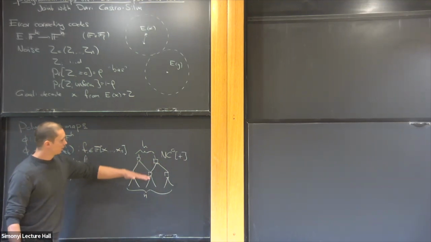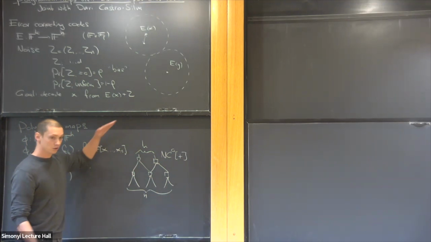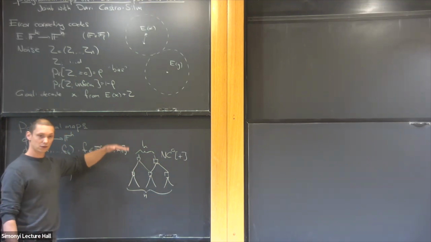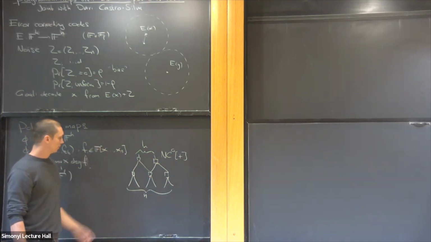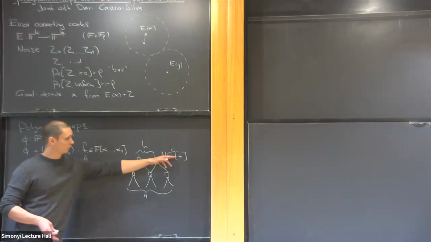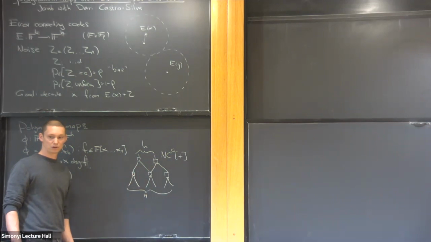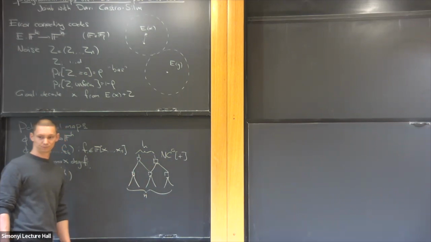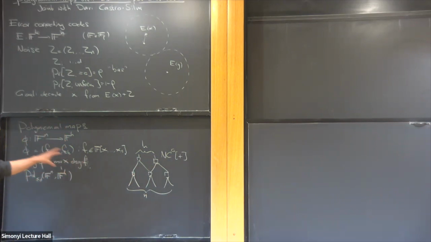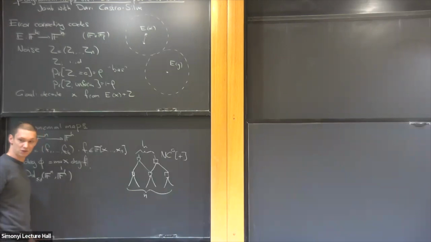So in NC0, the depth of the circuit is constant. So there's only a constant number of layers. And each gate, except for the sum or the parity gate, is only allowed to depend on 2 coordinates at a time. And can compute any function? The gate can compute any function. But it depends on 2 variables.